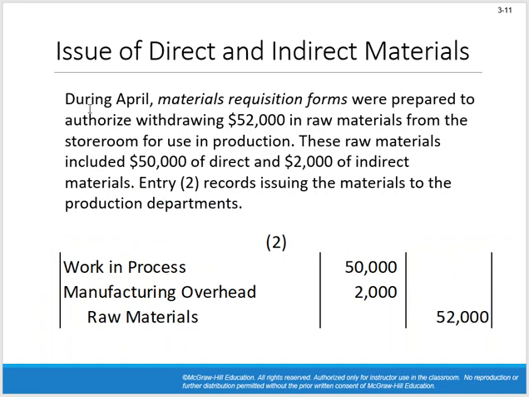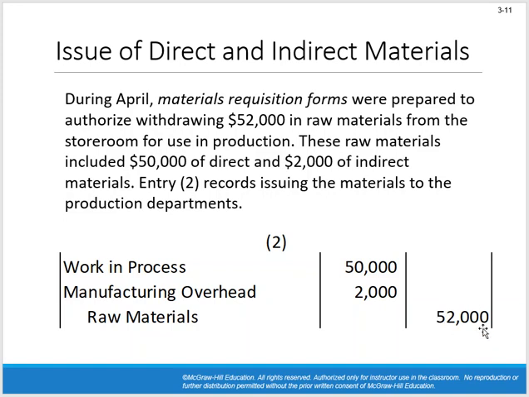So then, during April, materials requisition forms were prepared to authorize withdrawing $52,000 in raw materials from the storeroom for use in production. These raw materials included $50,000 of direct and $2,000 of indirect materials. So this entry below is going to record issuing those materials to production departments. Raw materials, the credit at the bottom, that's the full $52,000, making the asset raw materials go down.